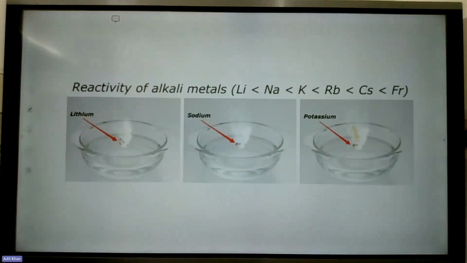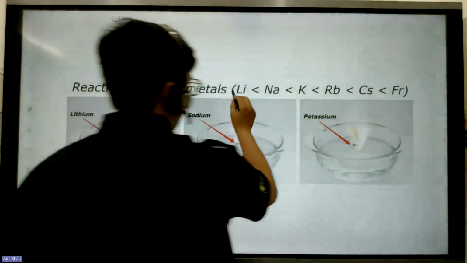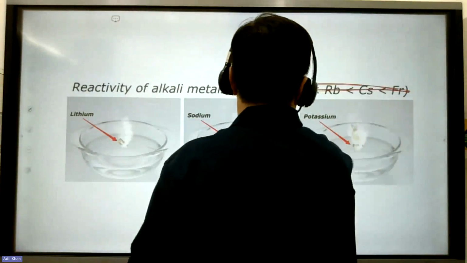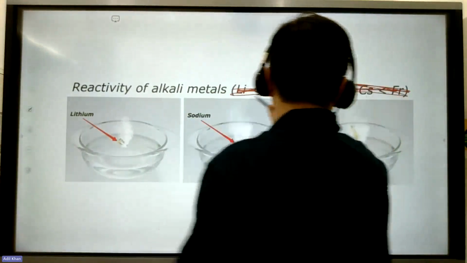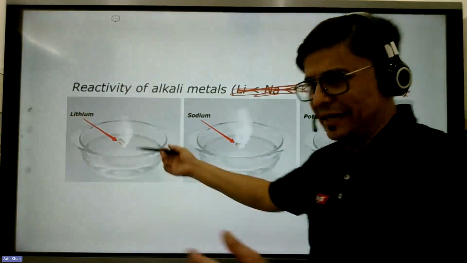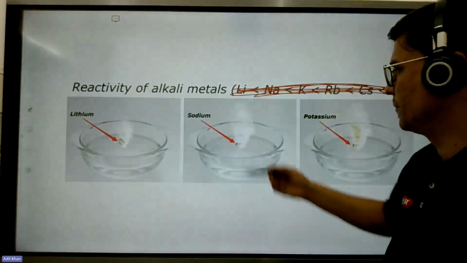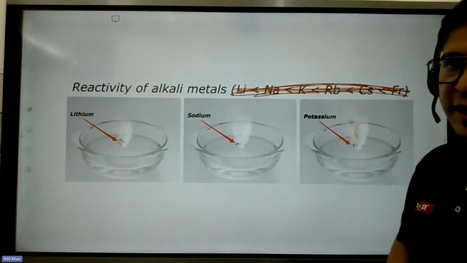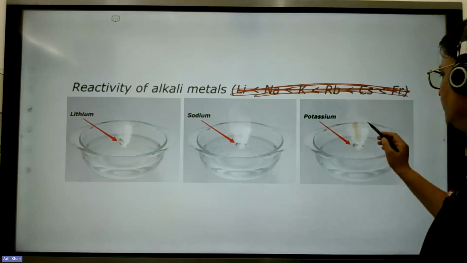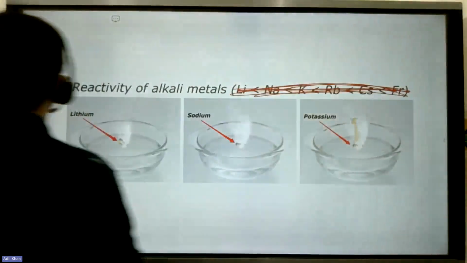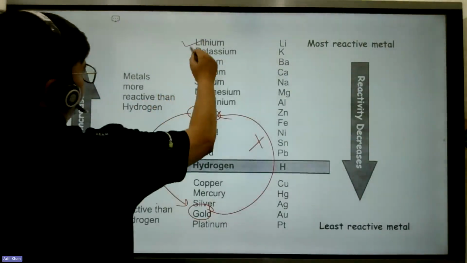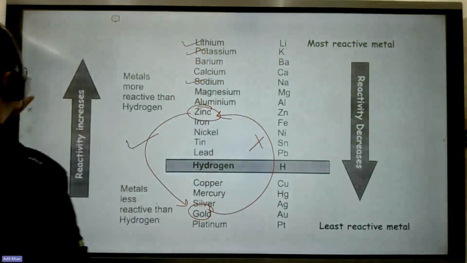Now this is the metal reactivity series. Again, you can avoid this part. All these things we will discuss in future. Now lithium, less reactive, lithium, sodium, and potassium is there. So you can see that. Let's go back and check once. So the lithium, potassium, and sodium part.